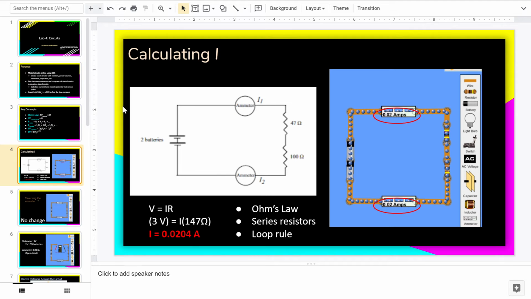Calculating I. For the first part of this lab, we had to create this circuit, seen on the left, in the CCK, which is shown on the right. To calculate I, I used Ohm's law, the resistors in series rule, and the loop rule to get V equals IR. Solving for that, I was equal to 0.0204 amps. As you can see, the ammeter did read the same output as my calculated value.